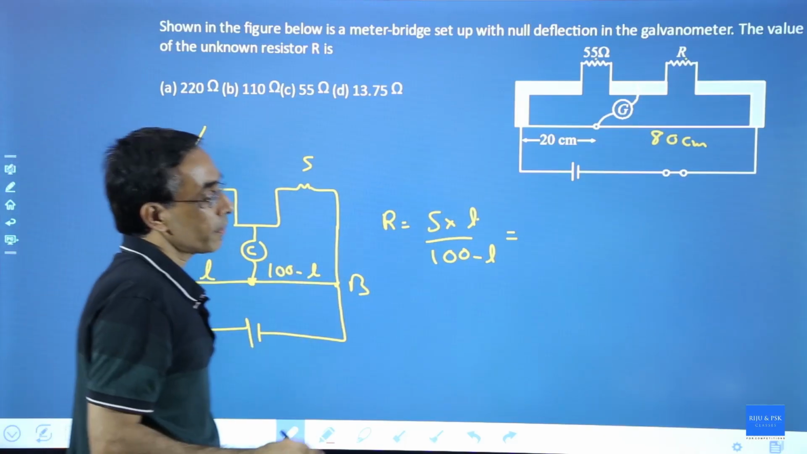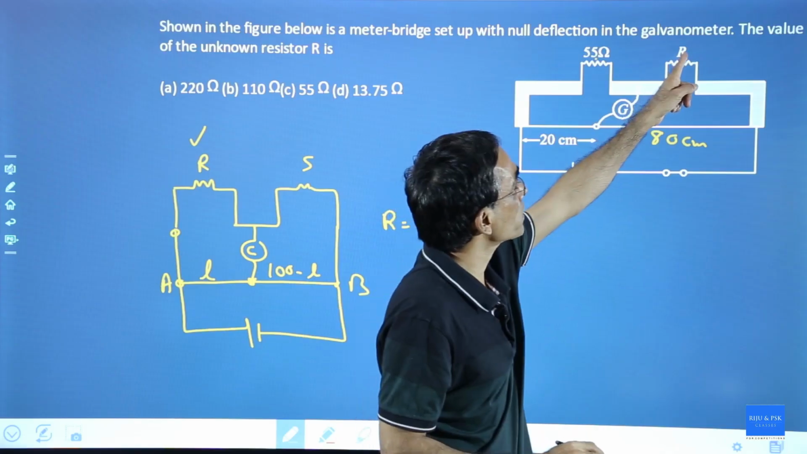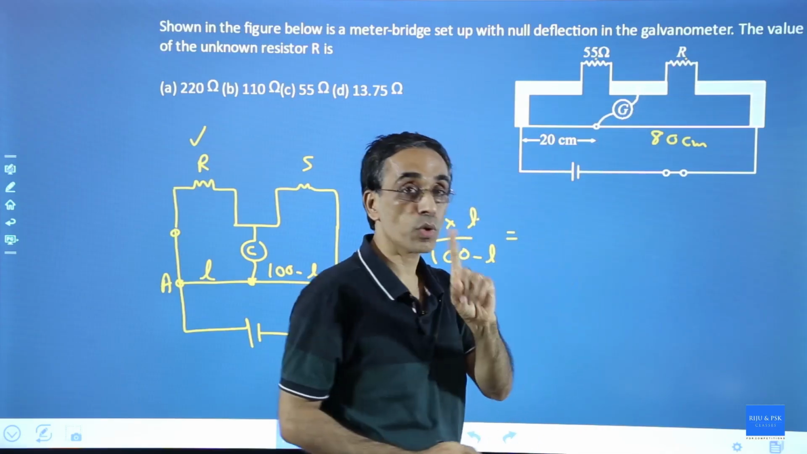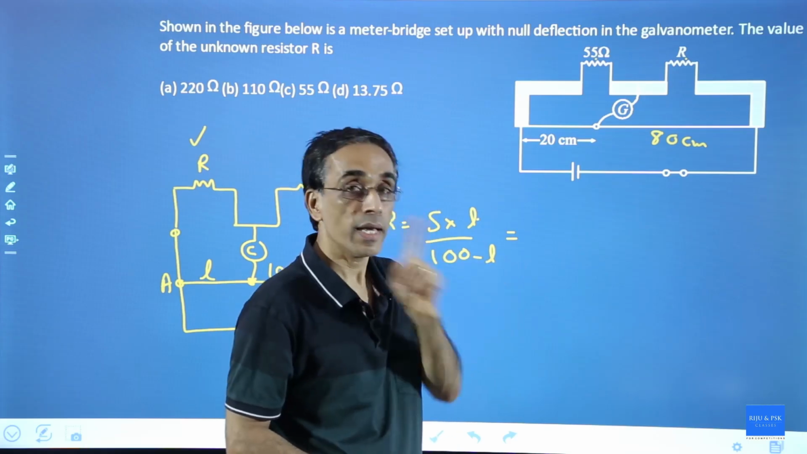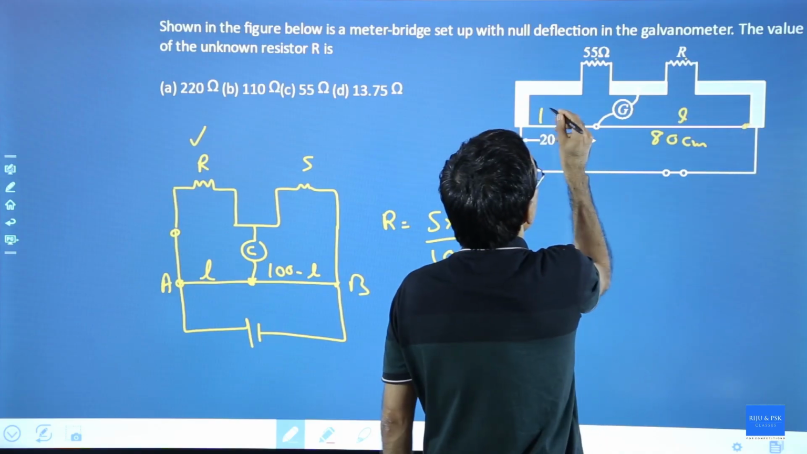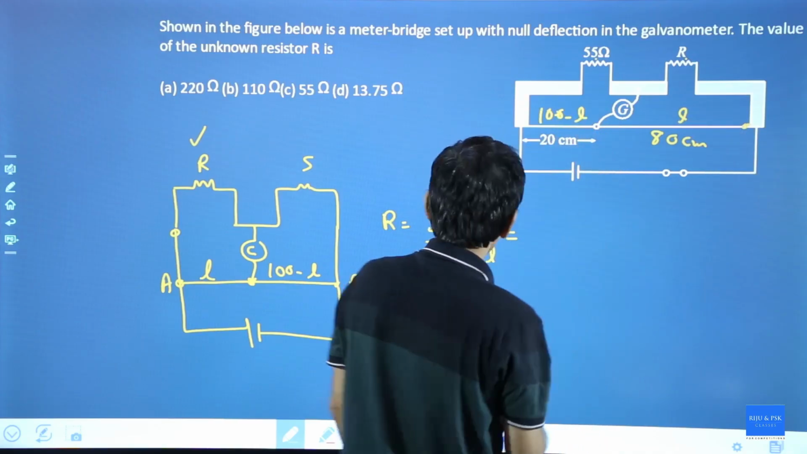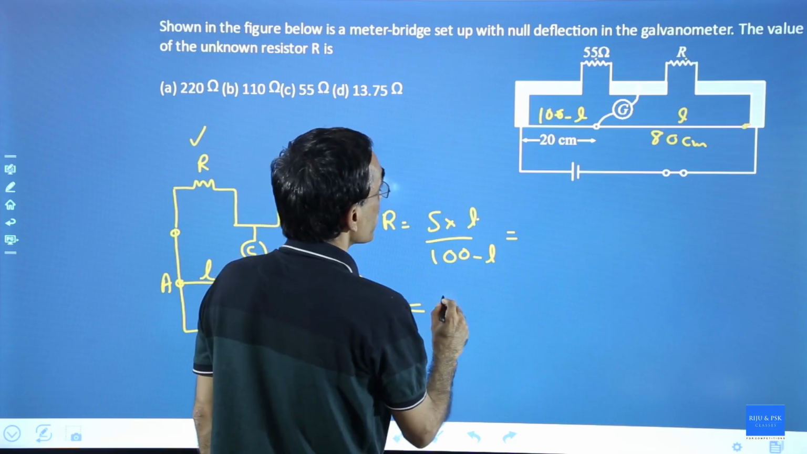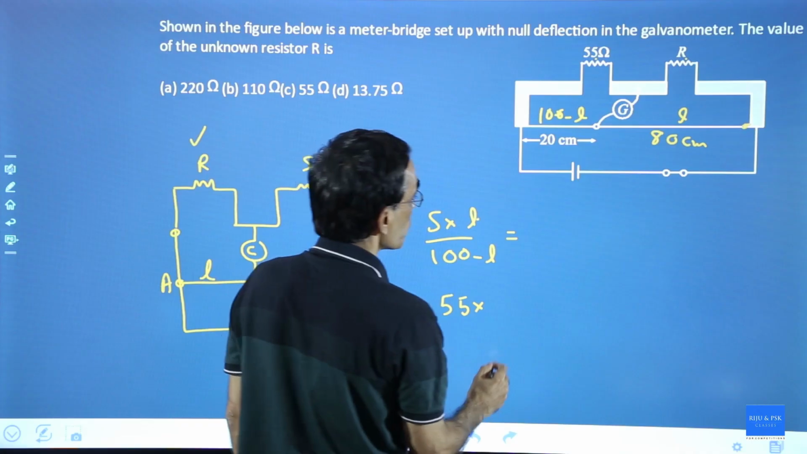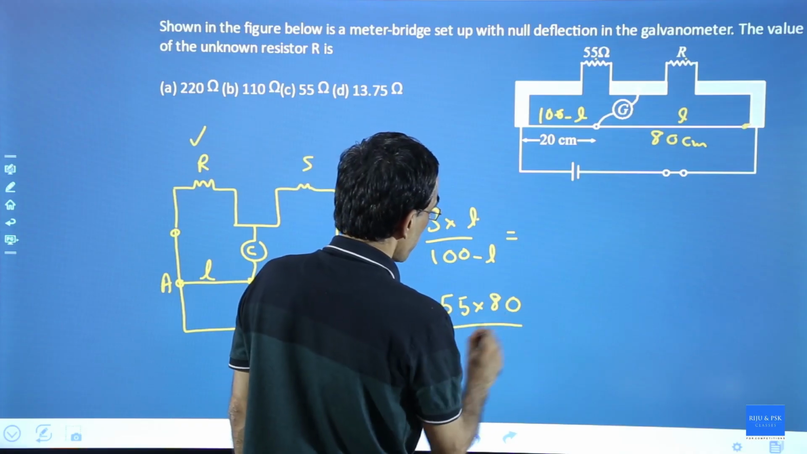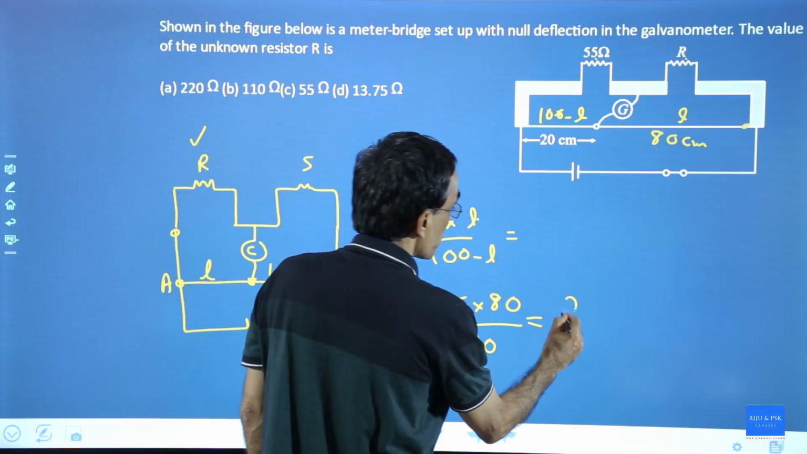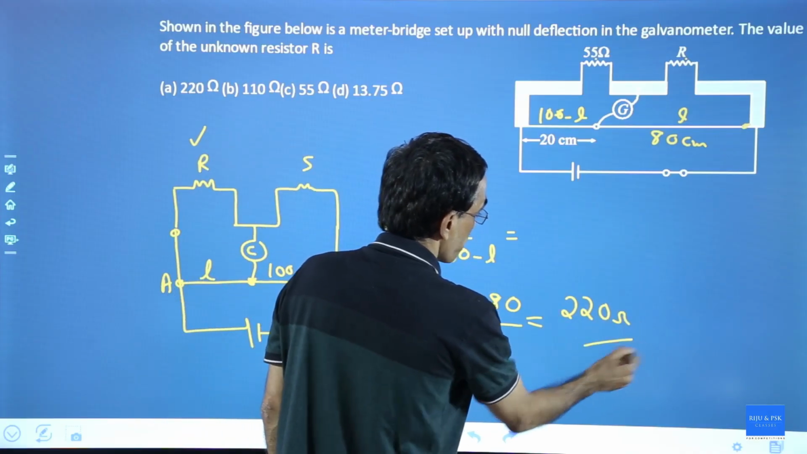But here they have purposely given R on this side and 20 here. So the balancing length is not 20, the balancing length is 80 centimeter, because it will be from the unknown side. So, you should make this L and this 100 minus L. So, what is the resistance R here? The standard resistance is 55 into L, which is 80, by 100 minus L, which is 20. That is 4 times 55, and that must be equal to 220 ohm.